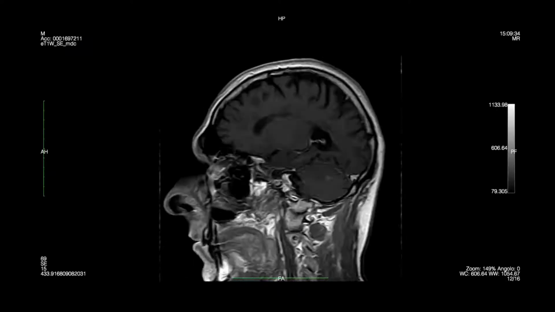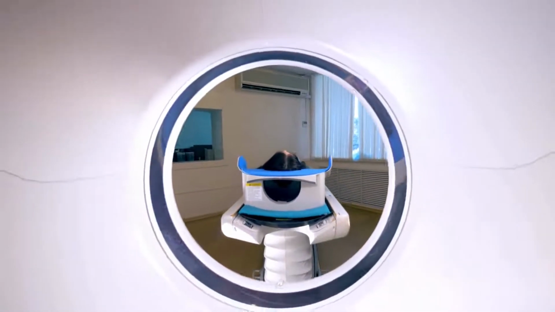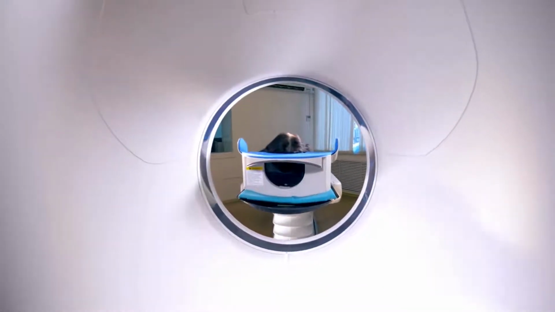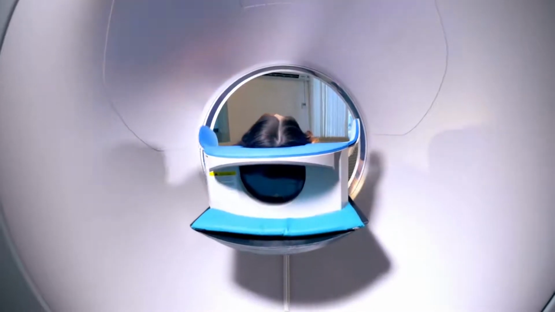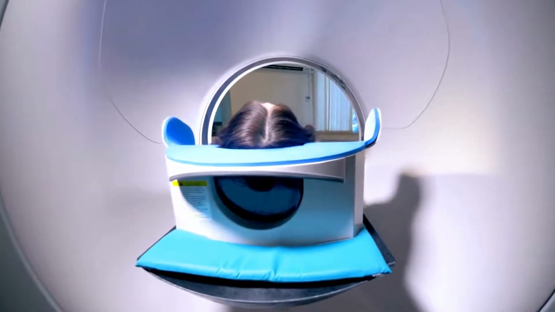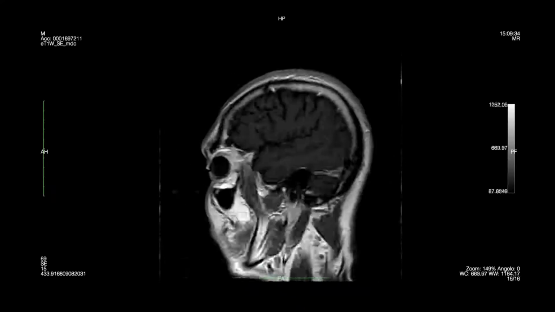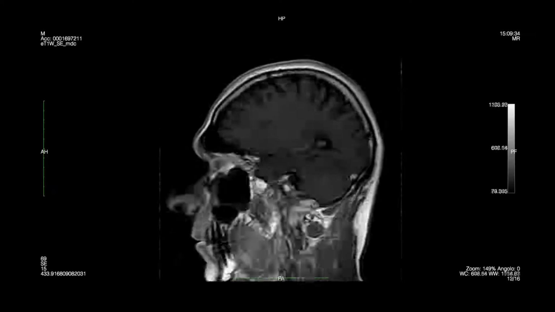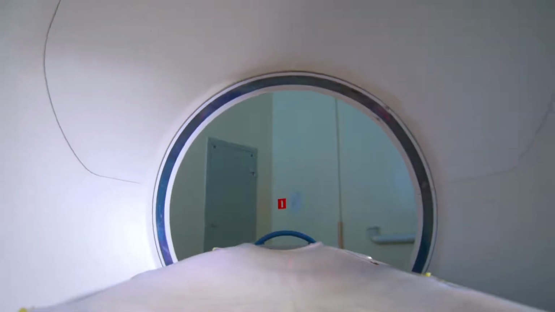The machine detects these changes as peaks and valleys on a computer screen. These changes are used to construct 2-dimensional images of your internal organs, which can then be combined into 3-dimensional pictures. MRI scans are painless and do not involve any radiation exposure or injections. An MRI scan may take anywhere from 20 minutes to an hour depending on what area of your body is being scanned.